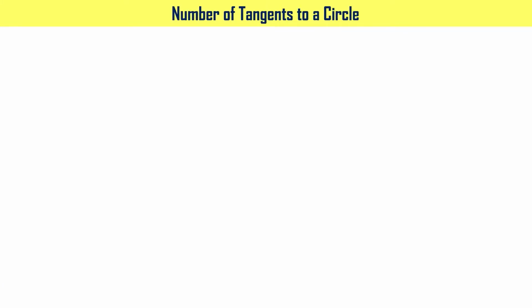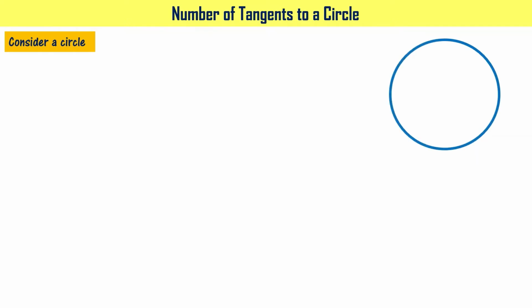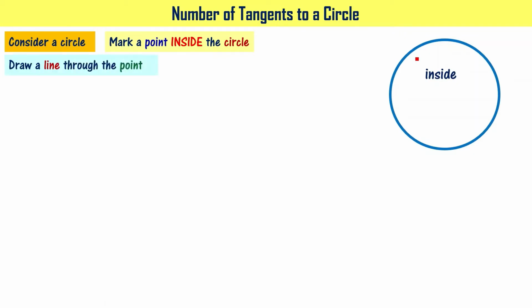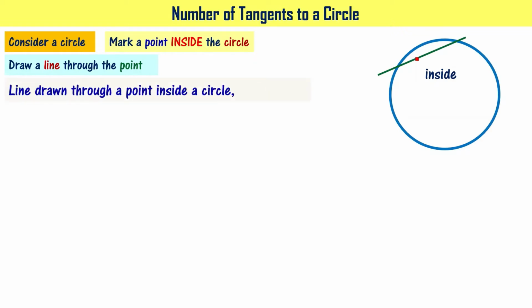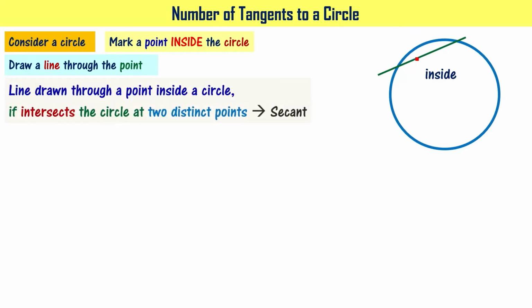Let's learn about the number of tangents to a circle now. Consider a circle as shown in the figure and mark a point inside the circle. Let's draw a line through the point. A line drawn through a point inside a circle, if it intersects the circle at two distinct points, is called a secant. Please note this point. So the line we have drawn just now is a secant, right?